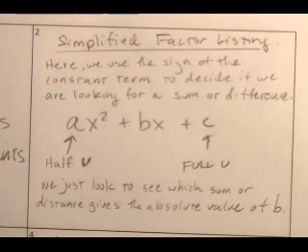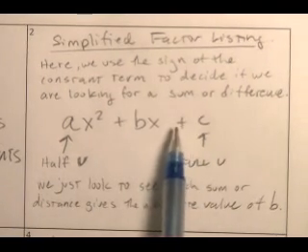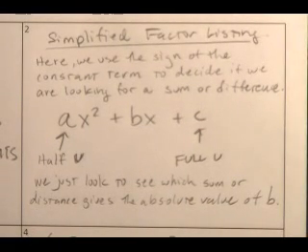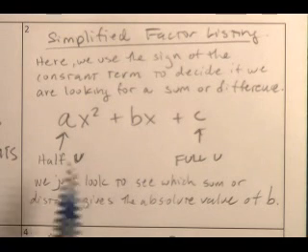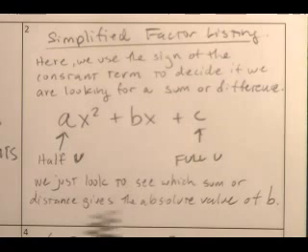Here, we're going to use the sign of the constant term to decide if we're looking for a sum or a difference only. If it's a plus, we're looking for a sum. If it's a minus, we're looking for a difference. So we're going to factor this one, do a half U factorization for this one, a full U for that one, and then we're just going to look to see which sum or distance gives us the B. We're trying to find the B.